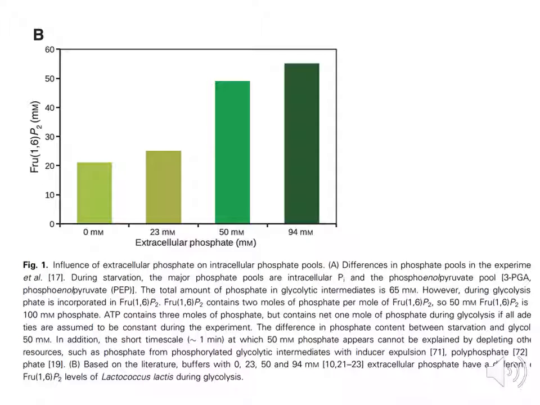Now, for our next panel, Panel B, one of the important things to keep in mind is that this is based on literature. So this isn't research that they actually did. They weren't sitting at the bench doing this. They went to other people's research, looked at the data they had, and then compiled that into this table.